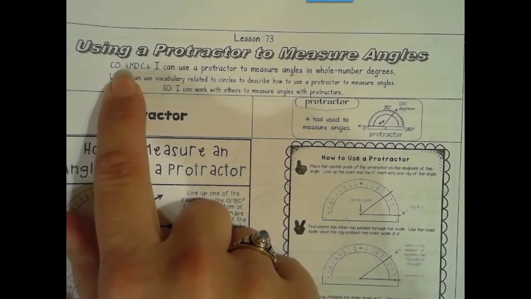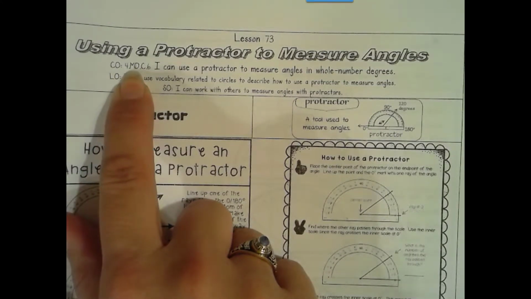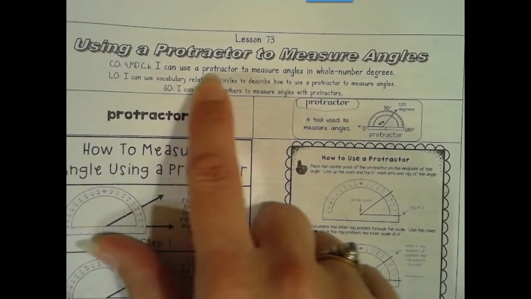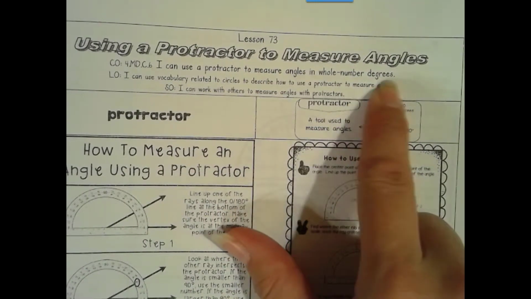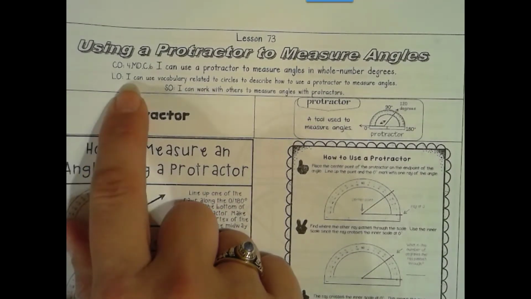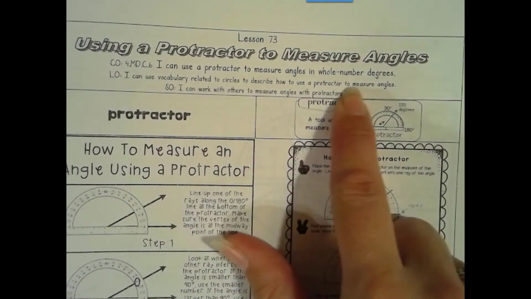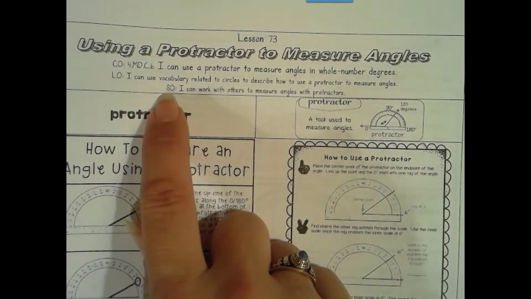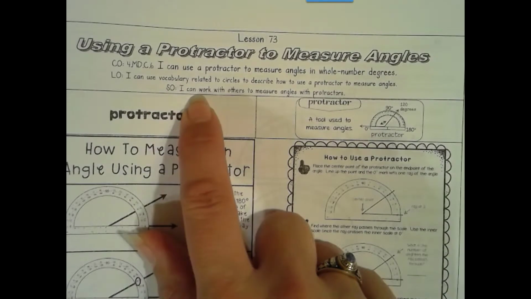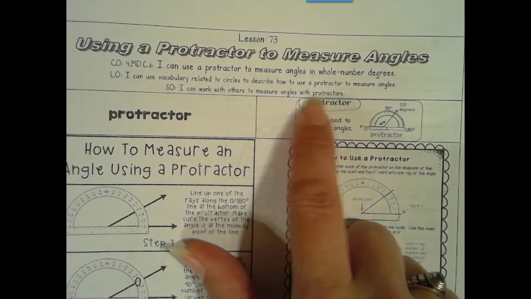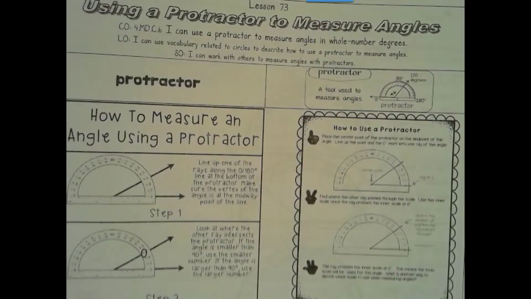Our content objective for 4th grade MD measurement data is C6. I can use a protractor to measure angles in whole number degrees. Language objective: I can use vocabulary related to circles to describe how to use a protractor to measure angles. Social objective: I can work with others to measure angles with protractors.